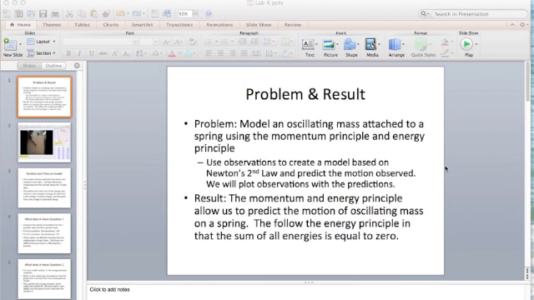And the result is that the momentum and energy principle will allow us to predict the motion of an oscillating mass on a spring. This follows the energy principle in that the sum of all energies is equal to 0.